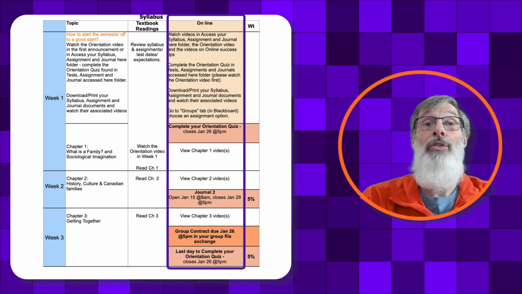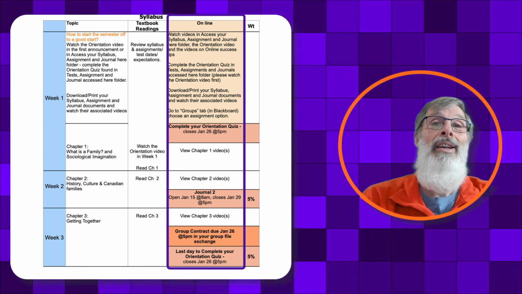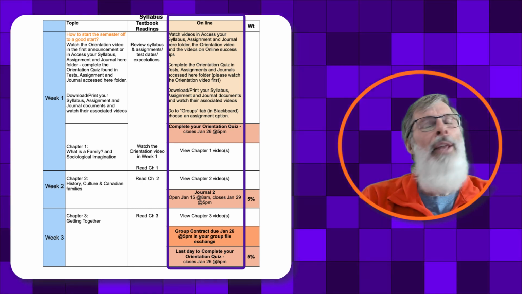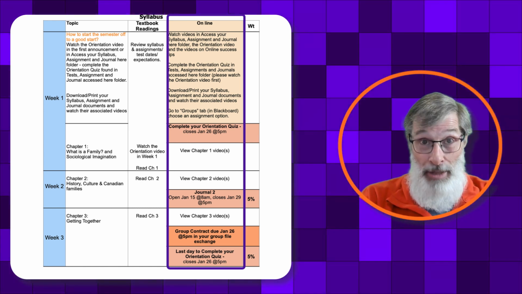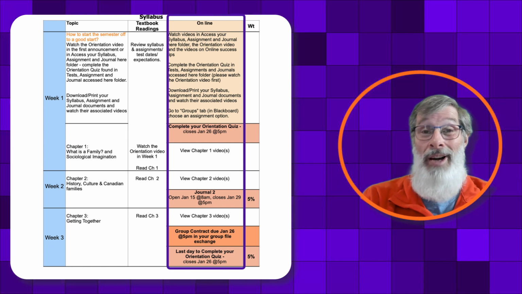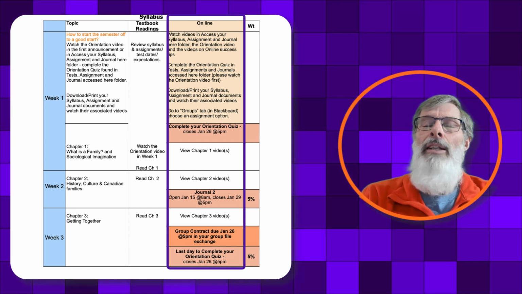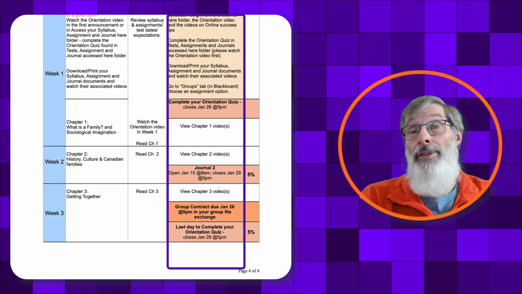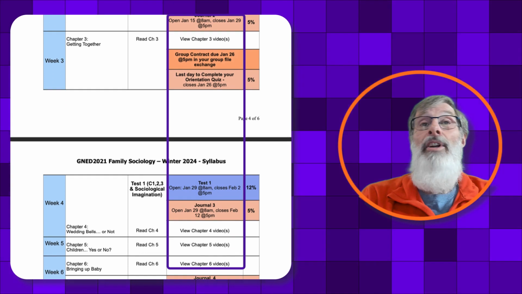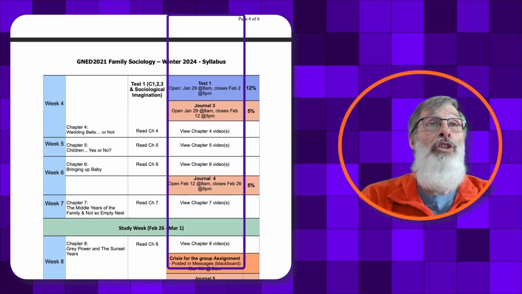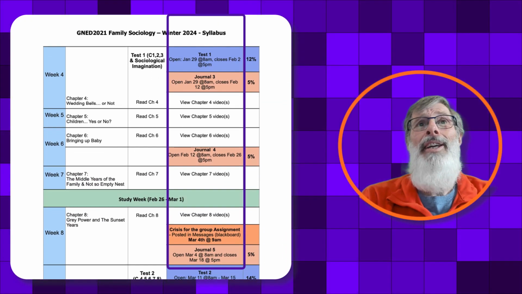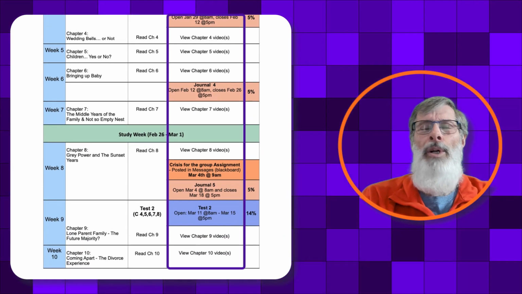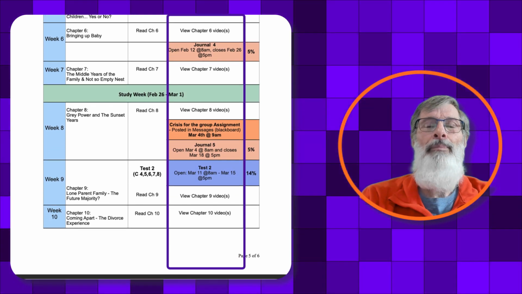So Journal 2 is opened here and it's worth 5%. Your group contract is a contract that you need to complete, and this is going to be available on Blackboard. In the orientation video, I'll show you where everything is. That needs to be completed by the 26th, and so does the quiz. Everything else is broken down in terms of content, where it is online, and what chapter it is. So you should be able to navigate what's expected in the course pretty easily.